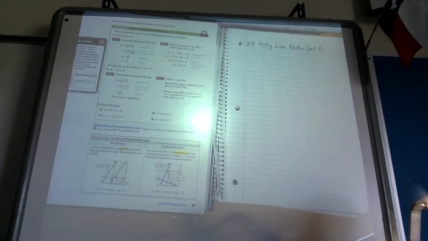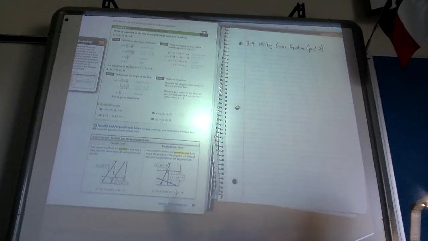And so basically, here's the rules. If you're going to have parallel lines, their slopes are going to be the same, and their y-intercepts are going to be different. So if we can set something up and figure out that 2 lines have the same slope and different y-intercepts, then we're showing that those lines are parallel.